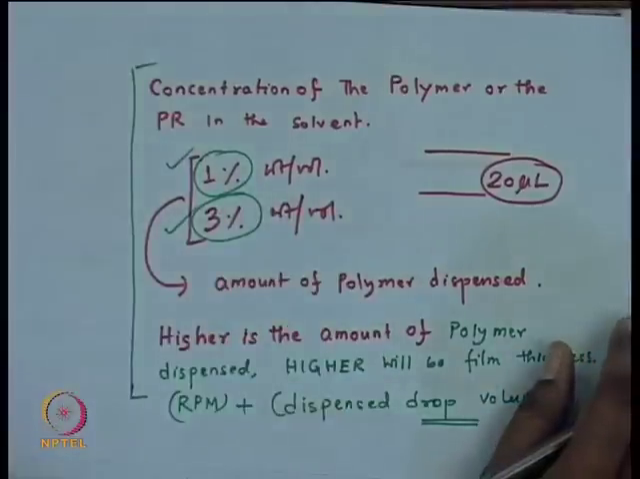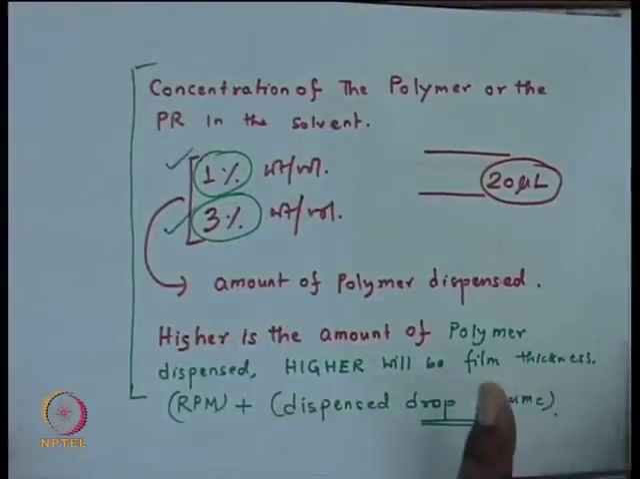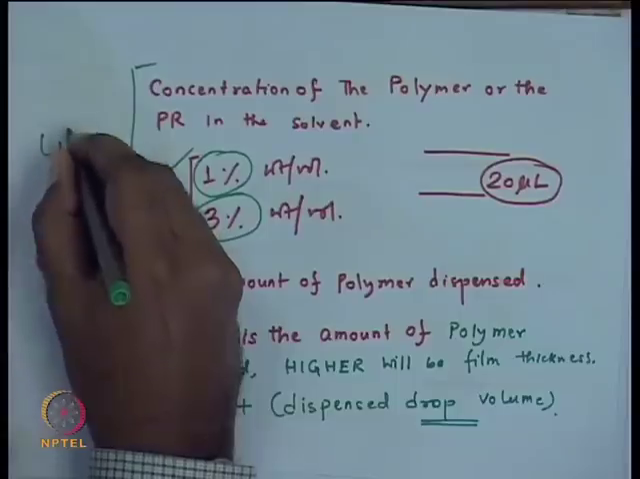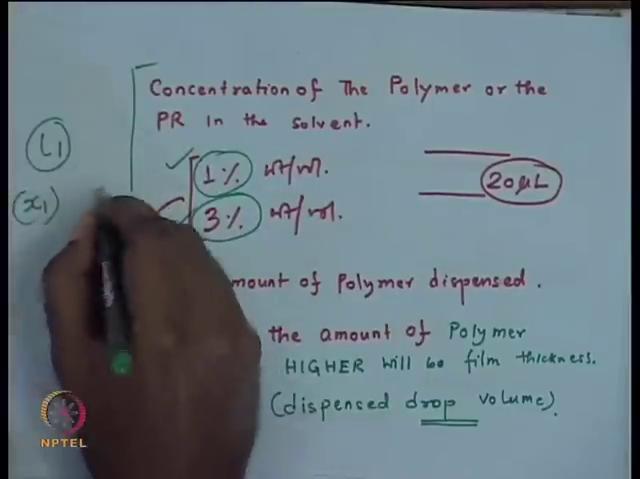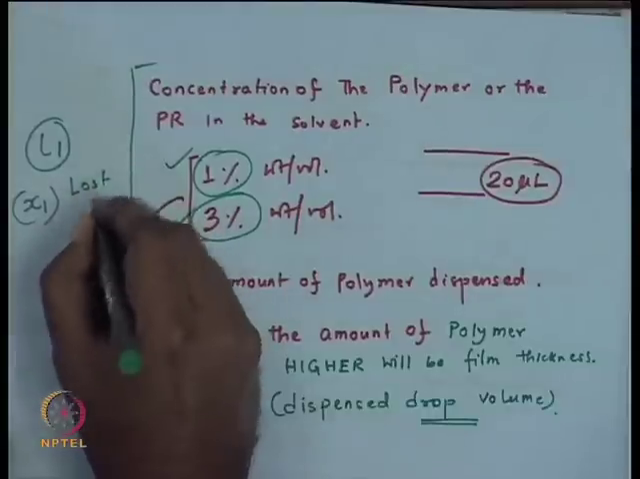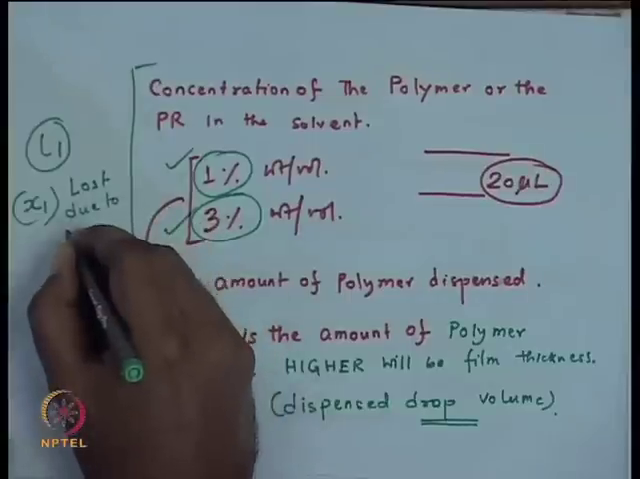Because if you are using the same RPM, the same solvent and the same dispensed drop volume, then irrespective of the polymer concentration, which anyway is pretty low, the relative percentage of the solvent or polymer loss due to splashing will be roughly the same. So, once that goes away, whatever remains: let us say L1 is the volume of the dispensed drop, and x1 is the fraction of that L1 lost due to splashing.